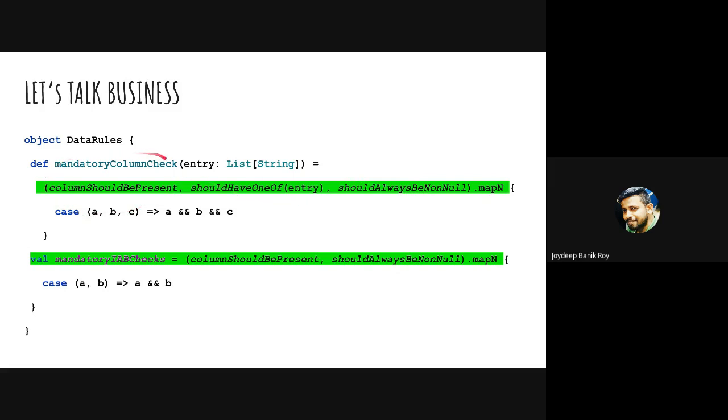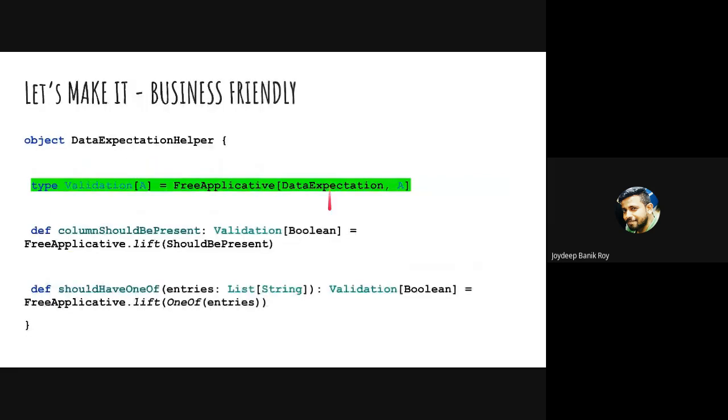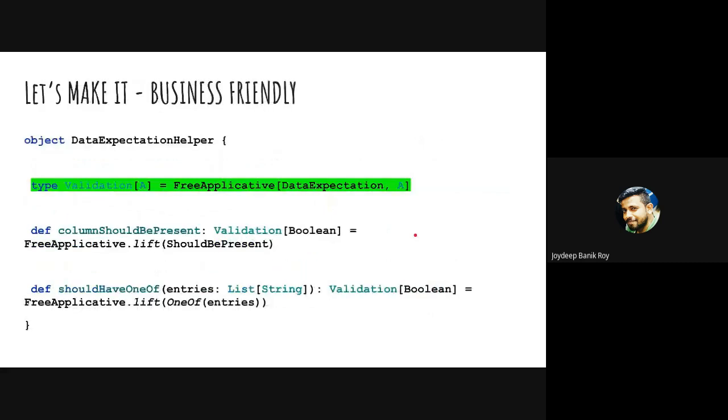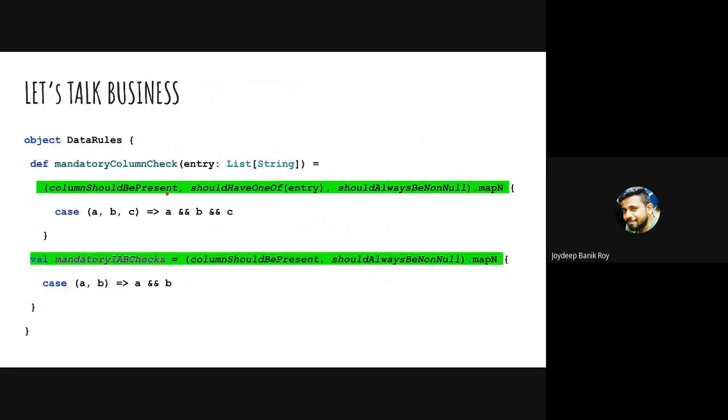This guy, column should be present, has some implementation somewhere. This guy gets evaluated independently. This guy gets evaluated independently. This guy gets evaluated independently. Now you remember what these guys will return, right? What these guys will return is this Boolean. We have already spoken about it in our DSL. We have taken this DSL and evaluated it to a Boolean. So I can safely assume, just on first principles, that column should be present will return me a Boolean, should have one of will return me a Boolean, should always be non-null should return me a Boolean, right?